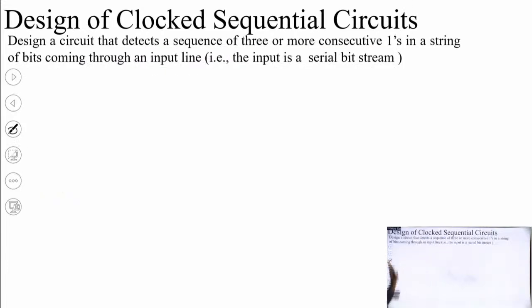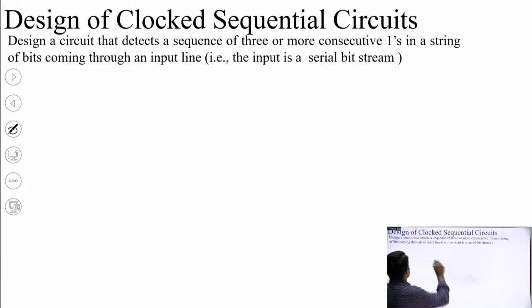So I have deliberately taken a question in which the state diagram is not given to us. Otherwise it would have been very much easier. We could have simply converted that diagram into a table, and from the table we would have prepared the K map, expression and circuit. But I have deliberately taken a question in which only a statement is provided to me. So let's understand this statement first and try to prepare the state diagram on our own.